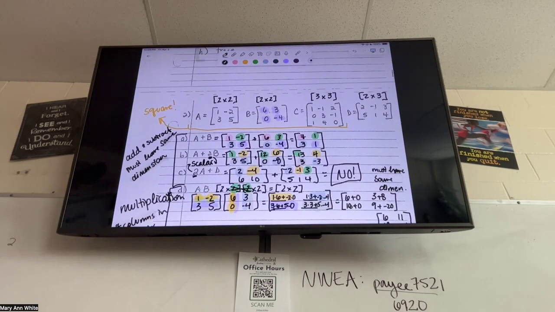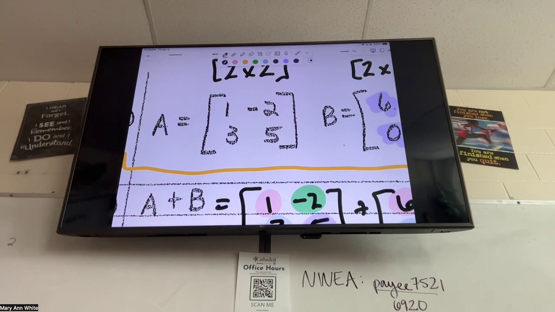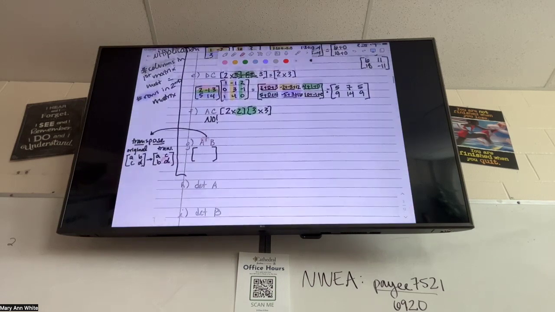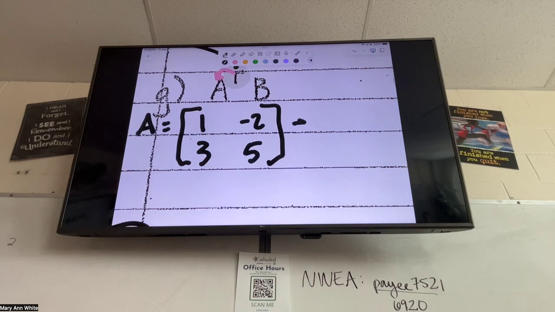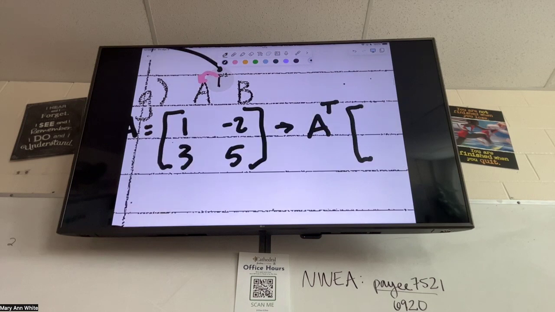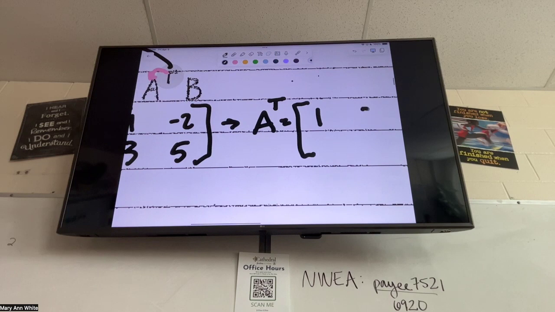So I know A is 1, -2, 3, 5. The diagonal 1, 5 is going to stay the same, and we're going to flip -2 and 3 to the other side. And actually, just for the sake of all of you, I'll do it a little bit the long way. I'll write the normal. This is what was given to us. This is A. And so when I do A transpose, it becomes 1, 3, -2, 5.